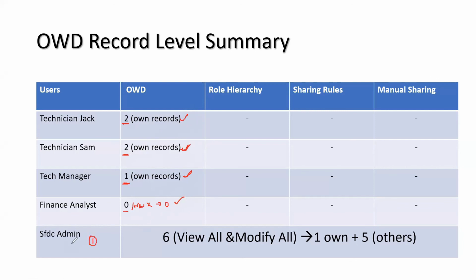As a system administrator, I created 1 record that is already there in the system. The number of records that I have seen is 6 because of the view all and modify all access that is given to this system administrator user, which is SFDC admin. This is how your OWD works.